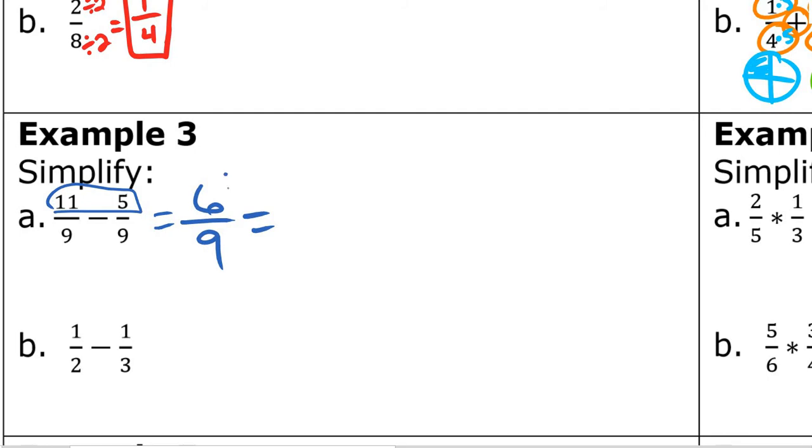If you said 3, you are correct. 6 divided by 3 is 2. 9 divided by 3 is 3.